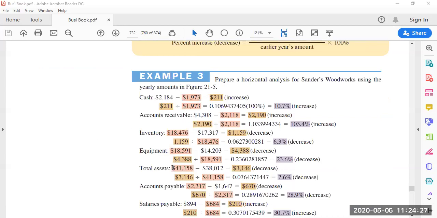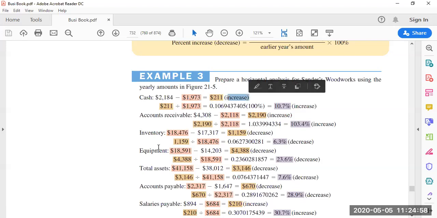Using the amounts that we had in figure 21-5, we are comparing, for example, cash. We're comparing the current year cash amount, subtracting from that the previous year's cash amount. Do we have a positive number? If it is, then that amount, $211, will be considered an increase.